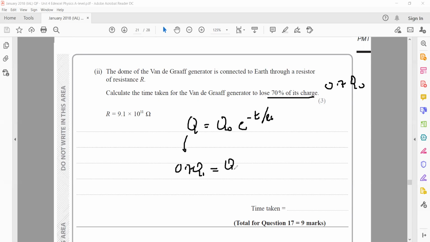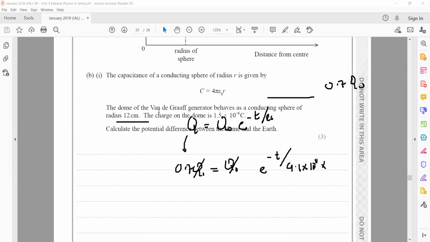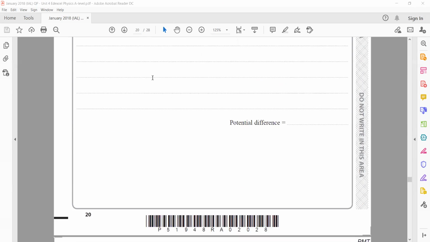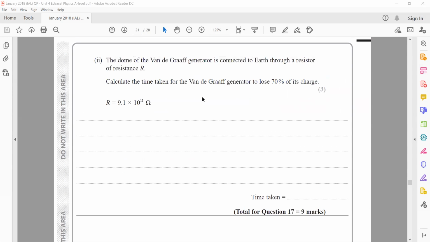So in place of Q, I can write 0.7 of Q naught. This one is the maximum charge. So without substituting, I can cancel out the Q naught. t is the time which I'm finding. R is the resistance through which it discharged, 9.1 times 10 to the 11. And C is the capacitance, which we will work out from the previous formula. We'll substitute this value of the capacitance, take the log, and you will get the time taken by this capacitor to discharge 70% of its original value. Is it clear?